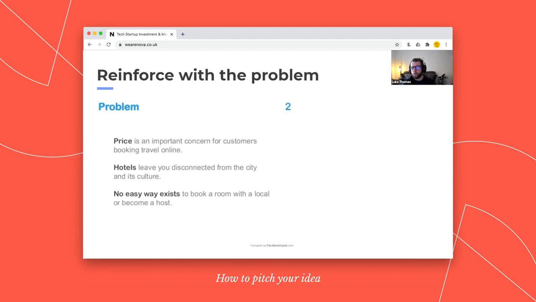So why would travelers rather stay with locals than hotels? Because price is an important concern and we can deliver a cheaper service. Because hotels leave you disconnected from the city and its culture, and we can give you a more immersive experience. And there is no easy way to book a room with a local. You'd have to phone them, find the availability, or look on a myriad of different websites. So within 2 very simple slides, I understand what Airbnb are doing, and I understand why they're doing it.